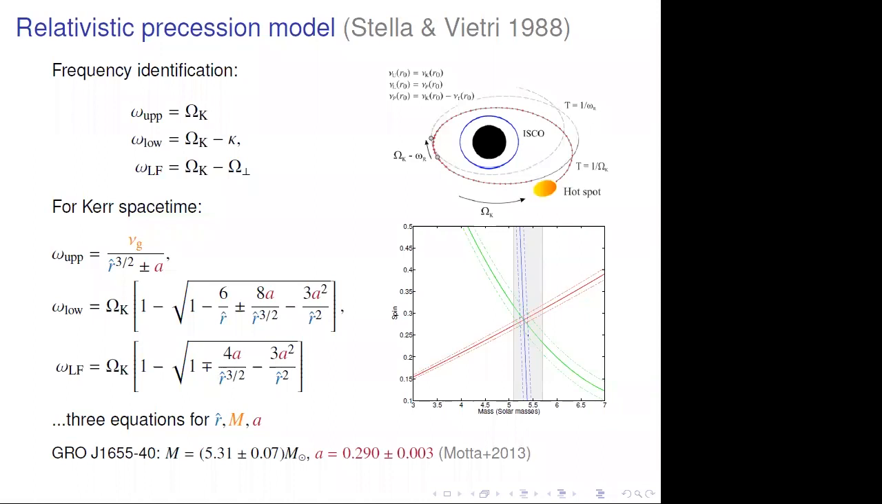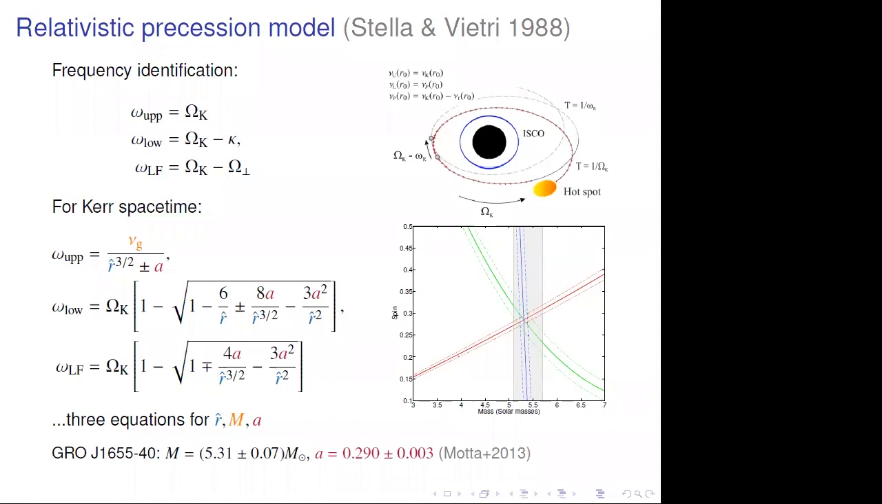Now, the very simple idea of how to explain these oscillations comes from Stella and Vietri. They just said, okay, let us suppose that these different frequencies are caused by some blob moving around a black hole, and we observe some combinations of these typical frequencies of the orbital motion. So they basically say that the upper kilohertz QPO, which corresponds to the higher frequency of the pair, is given just by the Keplerian frequency. The lower one is basically the periastron precession frequency, this combination. And then they even say, okay, but we can even identify one of the low-frequency QPOs, and it will correspond to this.